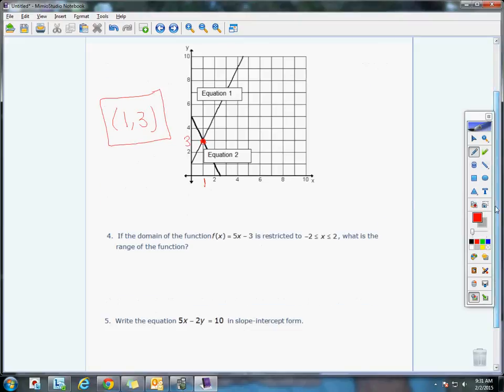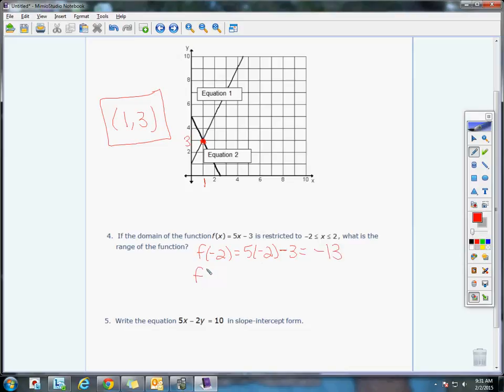Alright, number 4. If the domain of the function f of x equals 5x minus 3 is restricted to -2 is less than or equal to x less than or equal to 2, what is the range of the function? Okay, so all we're going to do is plug in these x values into the equation and get our answer. So the first one we're plugging in a -2 for x. So all that is 5 times -2 minus 3. You can plug that in the calculator or do it by hand, and when you do that, 5 times -2 is -10, minus 3 is a -13.